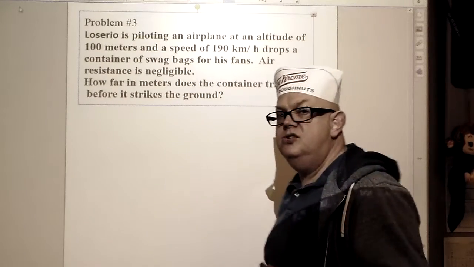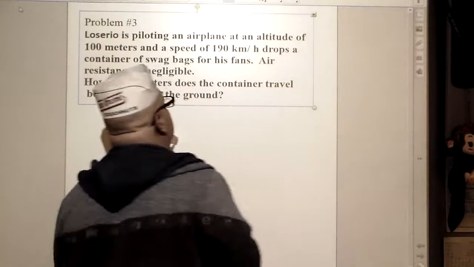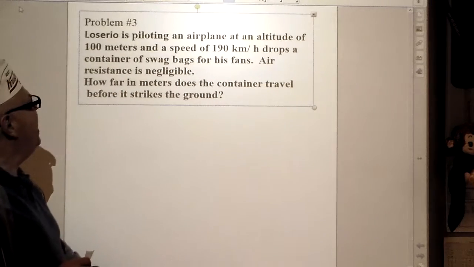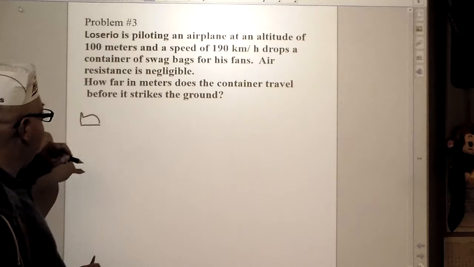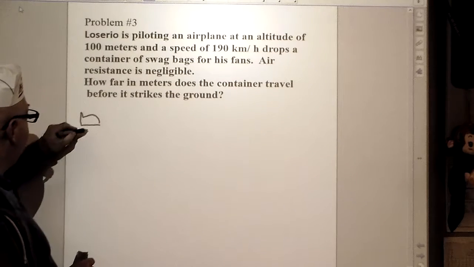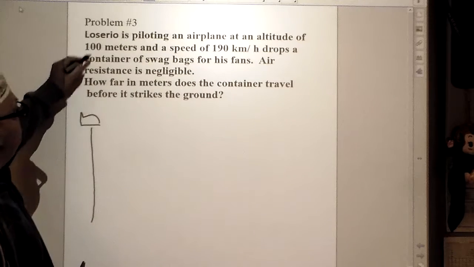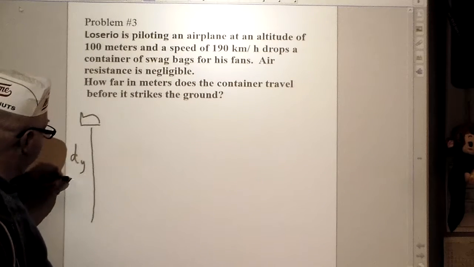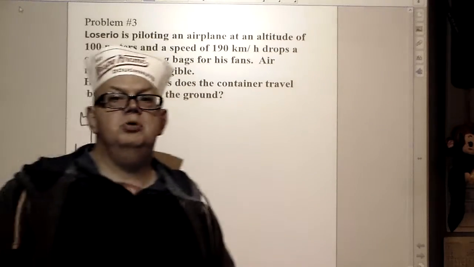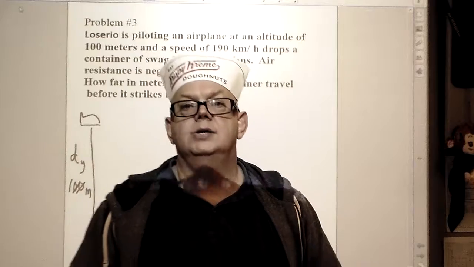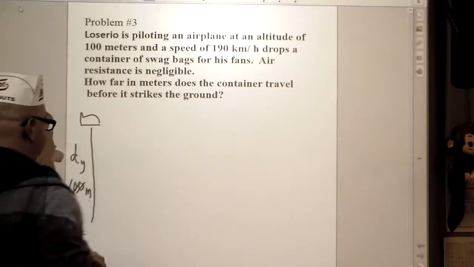First thing you want to do is go ahead and make a drawing of the problem. We know that we have a plane, and we know that the plane is about 100 meters, so our d in the y direction is 100 meters. Remember to make the distinction between your x-axis and your y-axis. The x-axis is the horizontal, and the y-axis is the vertical.